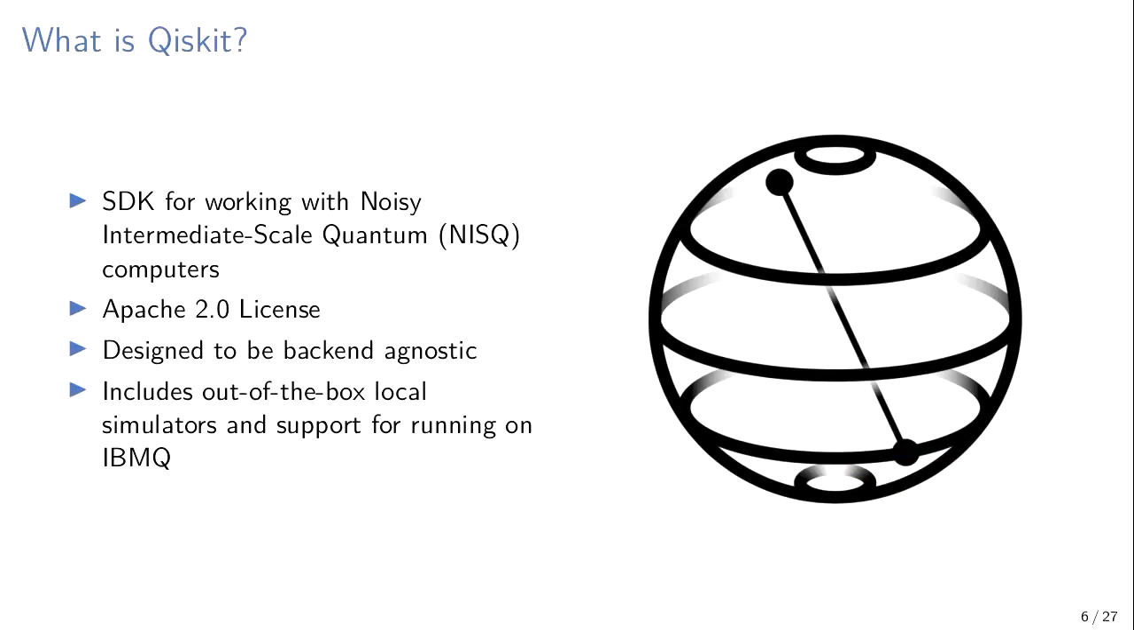Qiskit is specifically an SDK designed to work with noisy intermediate scale quantum computers, which is basically just a catch-all term that says for devices around today, moving into the future, with a small number of qubits where there's still noise, there's no fault tolerance. Basically not the theoretical perfect quantum computer, but the real world devices that exist today and for the near future.